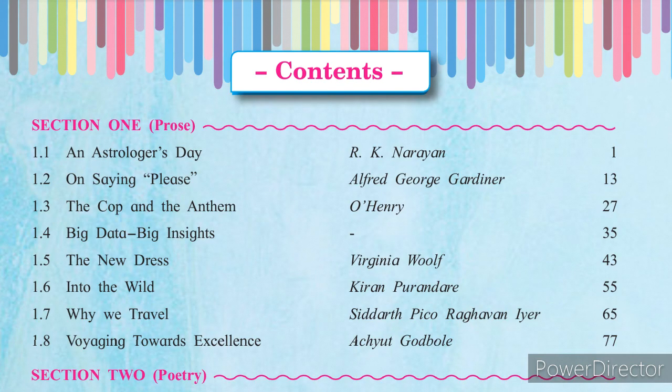The first section is all about prose. This is very interesting and amazing. We inculcate values and life skills through the classics and masterpieces in literature. Writings of R.K. Narayan, A.J. Gardiner, Virginia Woolf, Pico Iyer, O.